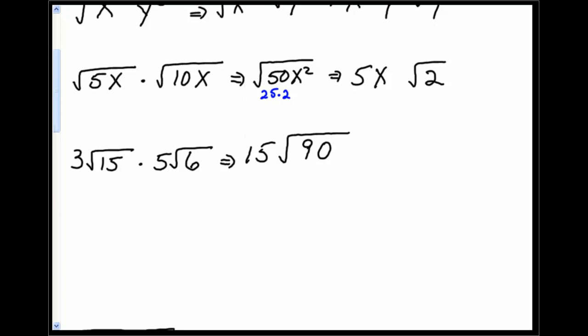Now looking at 90, what is the largest perfect square in 90? Well, that's going to be 9. So we can look at 90 as 9 times 10. So the 15 stays outside of the radical. What's the square root of 9? Well, that's 3, so that 3 is going to come out and multiply the 15. The 10 is not a perfect square, so it stays underneath the radical. 15 times 3 is 45, and then we have times radical 10.